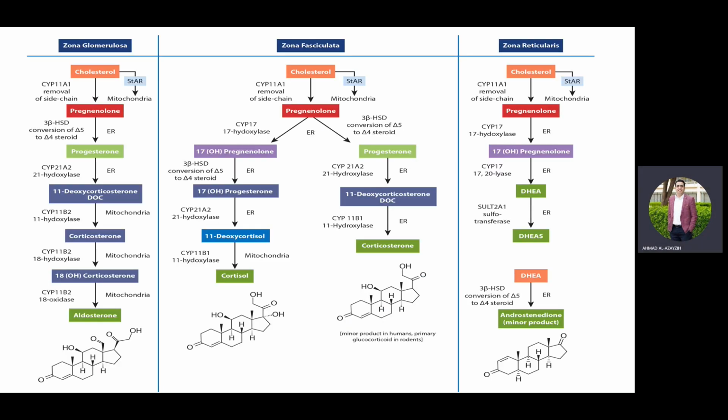So, simply speaking, again, we have the zona glomerulosa, zona fasciculata, and zona reticularis. Aldosterone comes from the first one, corticosteroid from the second one, and androgen from the third one. Be aware that corticosteroid production depends on different enzymes. It takes different steps, like 17-hydroxylase and 11-hydroxylase. Keep this in mind because most of the drugs we will discuss in the coming slides could affect one or more of these enzymes.